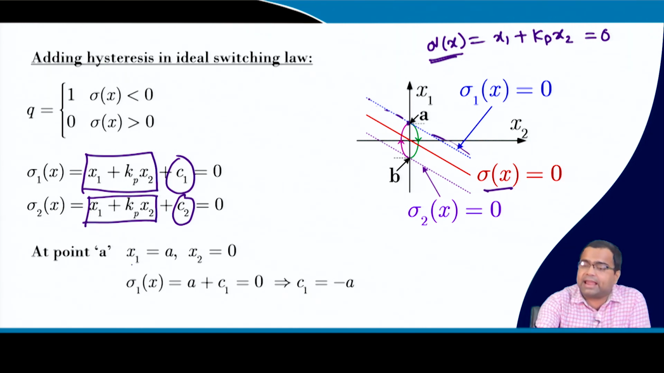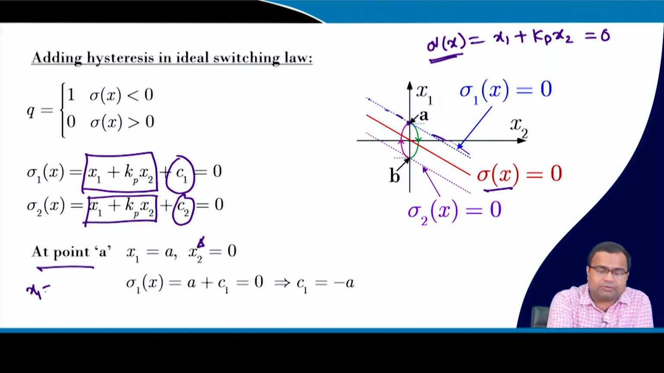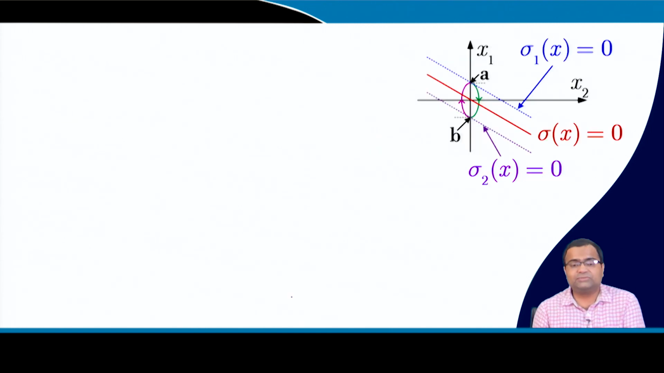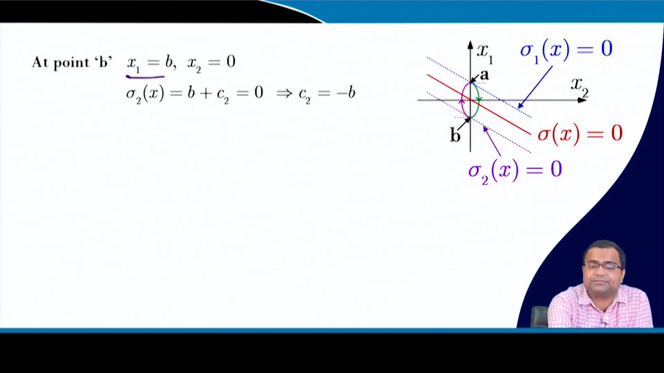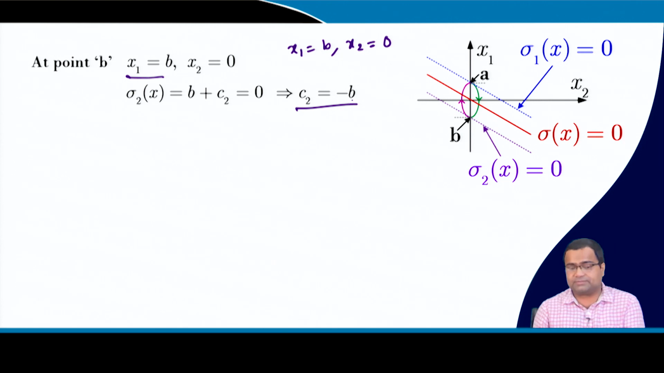At point A, where sigma 1x intersects, it is equal to 0. So, at point A, x2 equals 0, and x1 equals A. That means at this point you get x1 equal to A and x2 equal to 0, and if you substitute, you will get C equal to minus A. Similarly, at point B, if you substitute, you get x1 equal to B and x2 equal to 0, so you will get C equal to minus B.